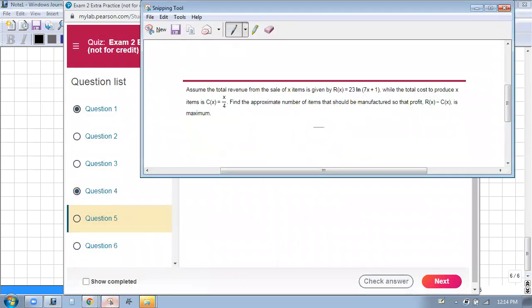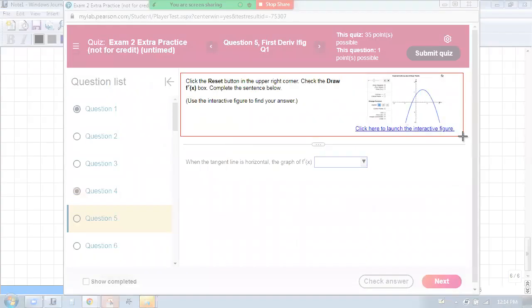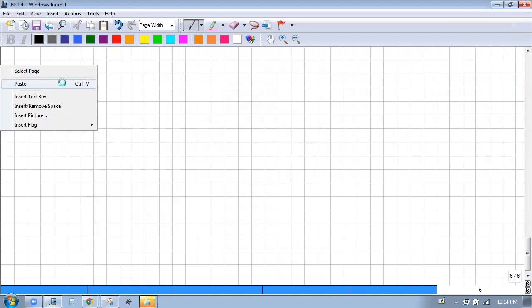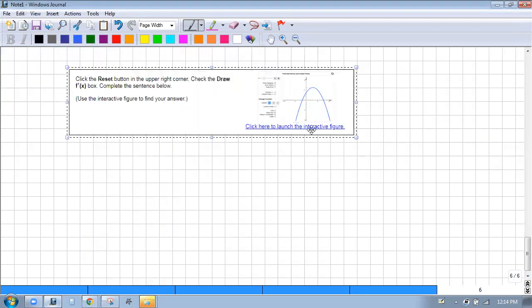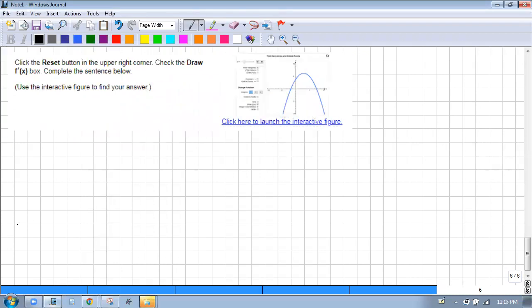If you want, we could do every other problem, and if we get to the end, we can come back and do the rest so that we cover the whole spectrum here. Click the reset button in the upper right corner. Click draw f of x. Complete the sentence below.